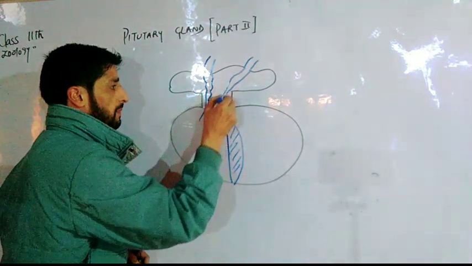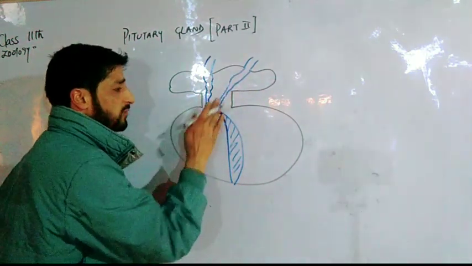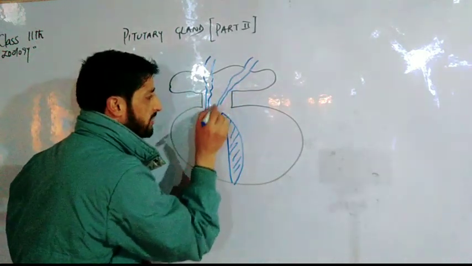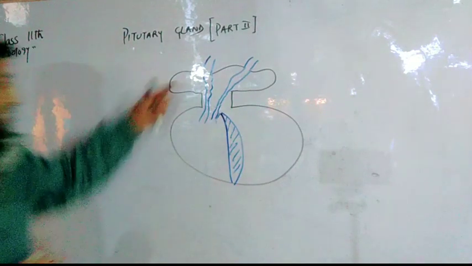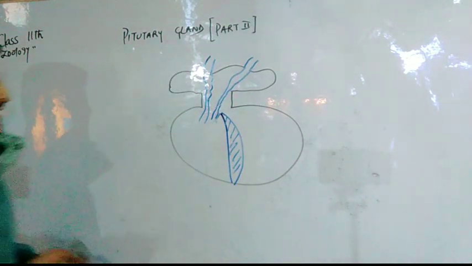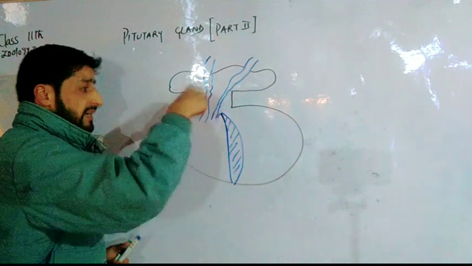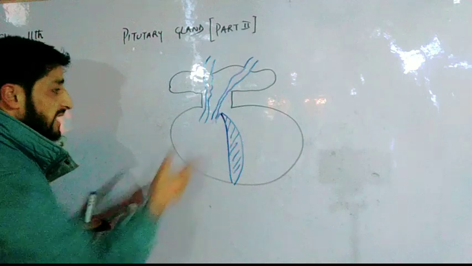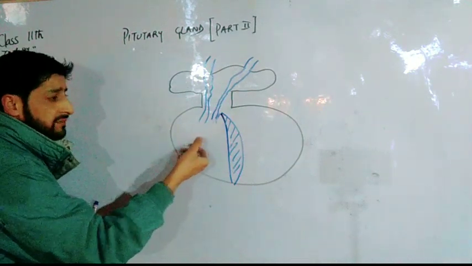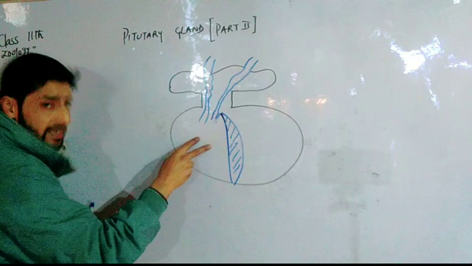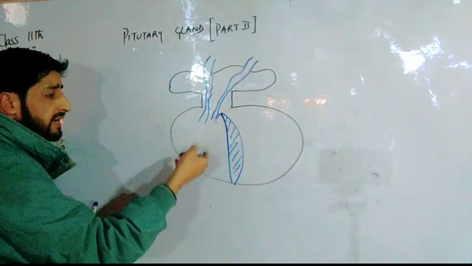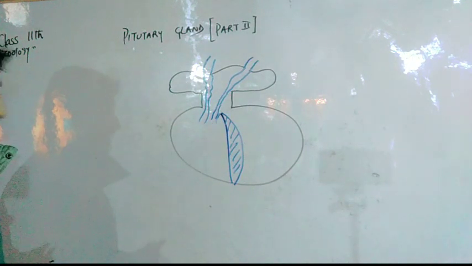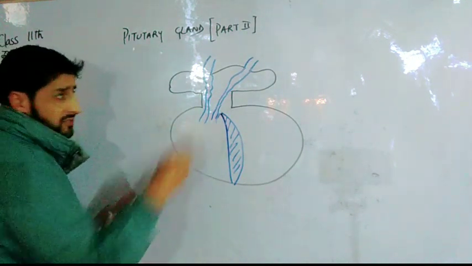These portal veins bring neurohormones from the neurosecretory cells of the hypothalamus. Due to these neurohormones that are drained along with the blood into the anterior lobe of the pituitary gland, the special endocrine cells in the anterior lobe are activated, and from the anterior lobe of the pituitary gland, several hormones are then produced from this endocrine structure.